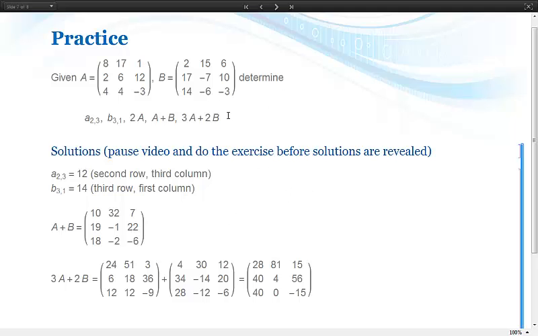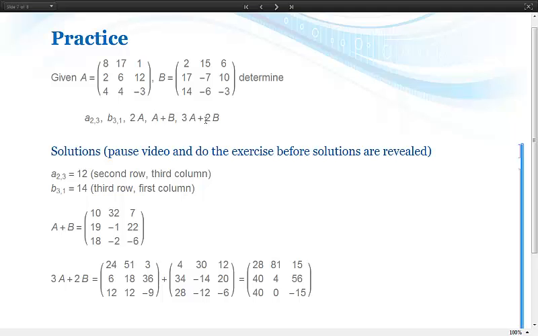And then for the last expression, the linear combination of matrices 3A plus 2B, it's good to do this in a couple of steps. So we first multiply the matrix A by 3, multiplying each entry by 3. 3 eights are 24. 3 times 17 is 51. 3 times 1 is 3. 3 times 2 is 6, etc.